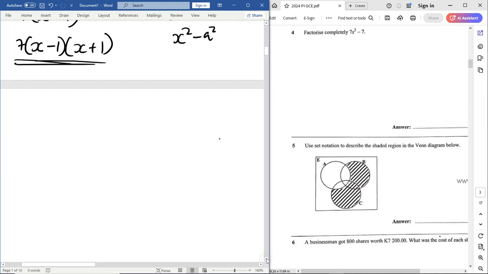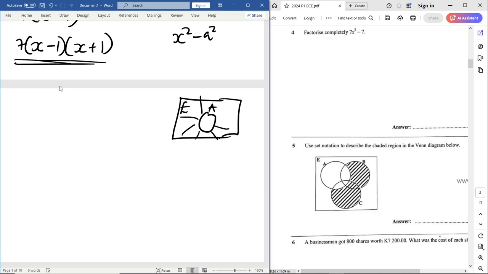So number 5 says use set builder notation to describe the shaded region in the Venn diagram below. First things first, we're going to describe what the complement of a set is. The complement of a set simply refers to everything that is found outside a given set. So if this is our universal set, and this is our set A, then if we say A complement, we're simply talking about this region that is outside A.